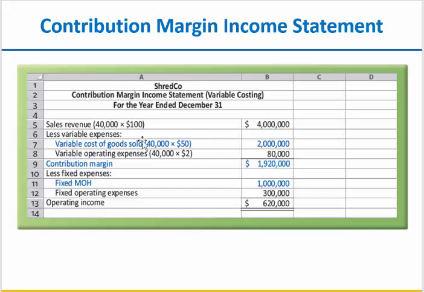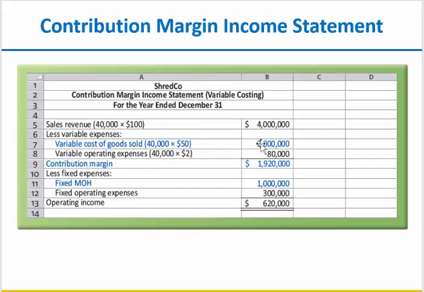This is not the traditional, conventional income statement. This is the contribution margin income statement. So under the variable costing system, you can only have a contribution margin income statement, because there's no way you can get a conventional income statement. So you subtract the variable expenses, including the variable CGS and the variable operating expenses.